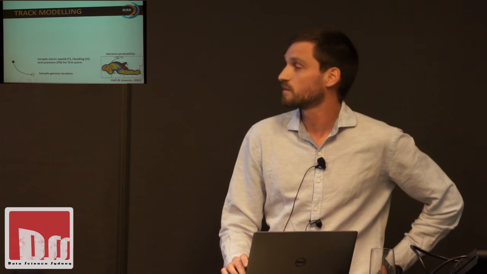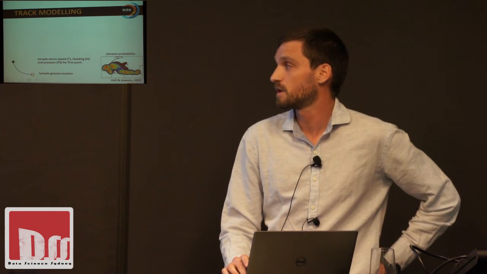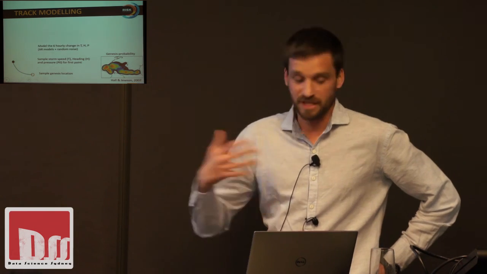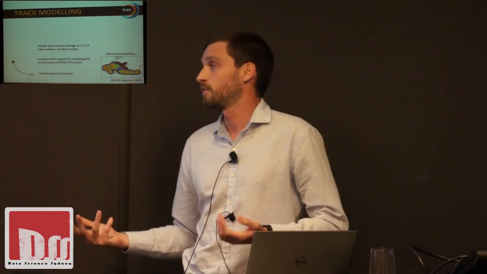And then from there, because we have the starting heading and the starting direction, we can compute where the cyclone is going. So that's your first point 6 hours after the start. And then we need to update the parameters. So from that point on, what we try to model is the 6-hourly change in every one of these parameters. And this is done usually through autoregressive models.